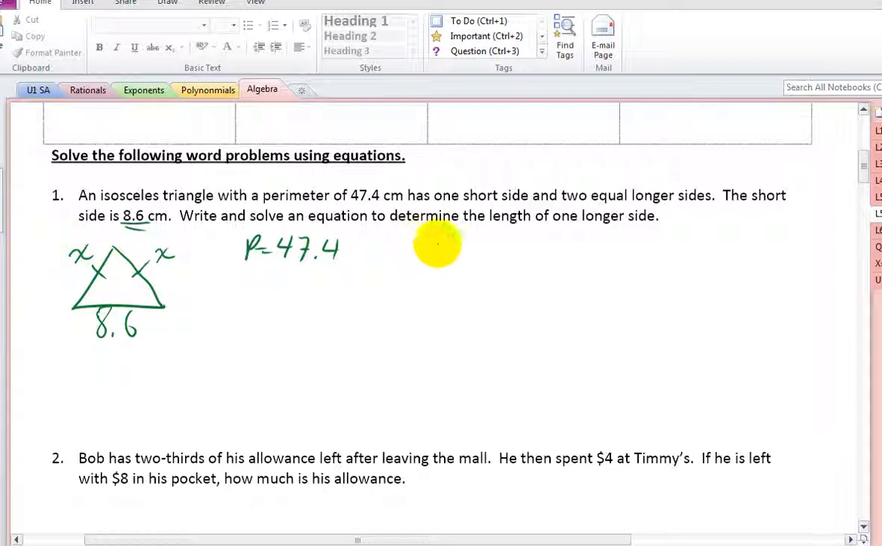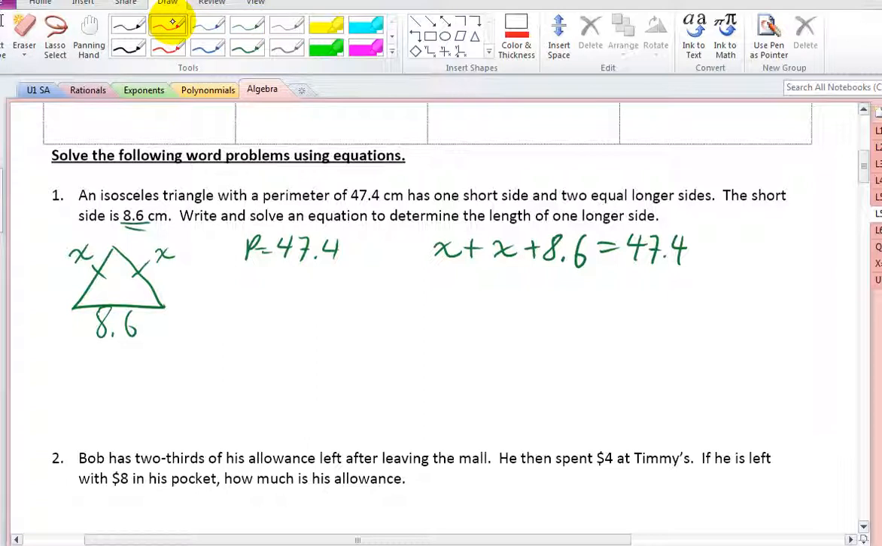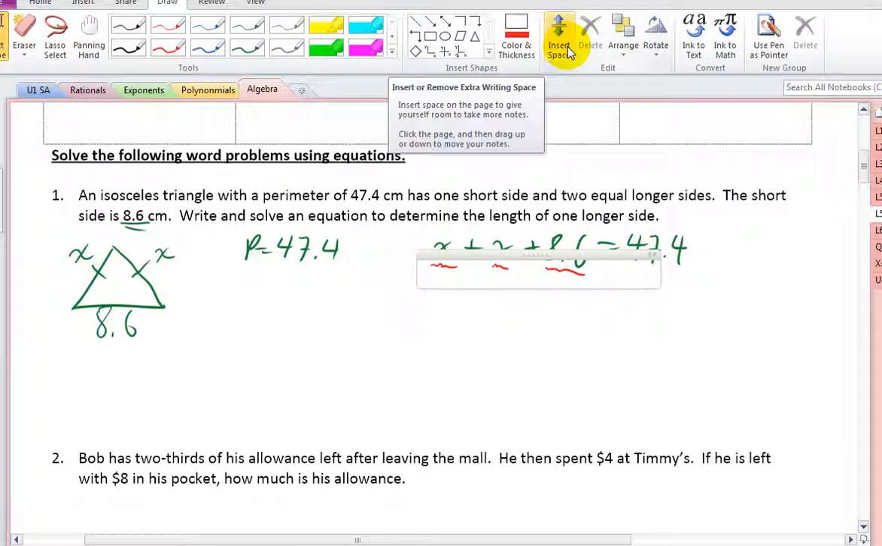So to find the perimeter, you add all three sides. And what should it equal? 47.4. So you have to make sure when you're doing perimeter type questions that you add all the sides. If it's a triangle, there's 3. If it's a rectangle, there are 4 sides.